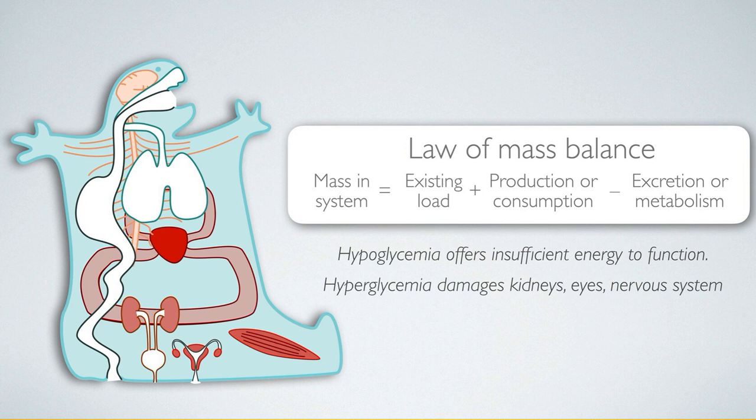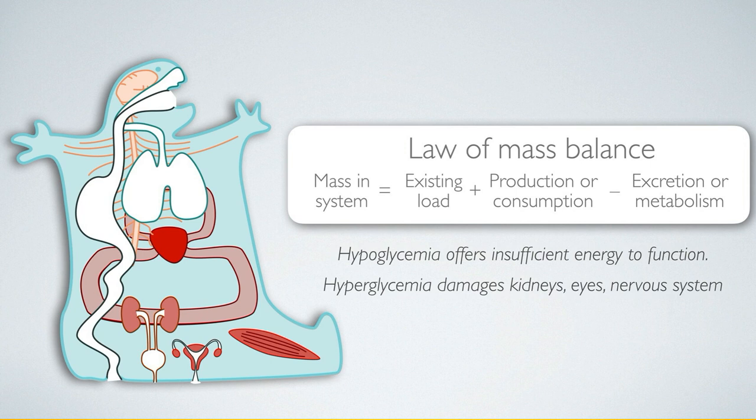So we really want a Goldilocks ideal concentration for glucose in the body, not to mention the fact that glucose is not a molecule that is as energy dense as other forms of storage. So just in terms of efficiency of storage, amount of energy per unit mass, then fats are a much more efficient way of storing energy. So our body is constantly controlling the concentration of chemicals in the body that provide a source of energy.